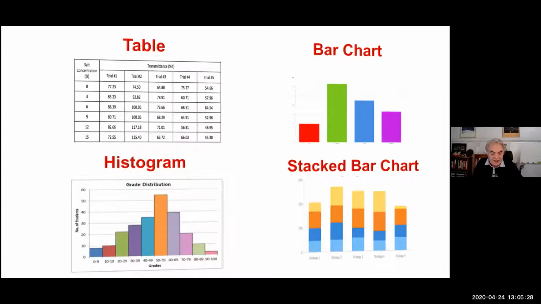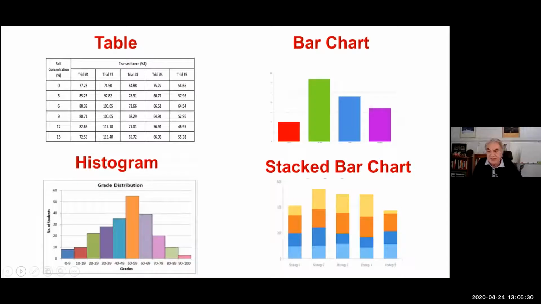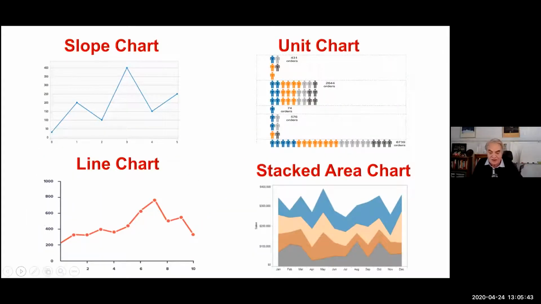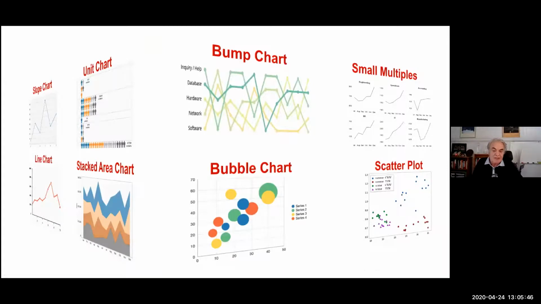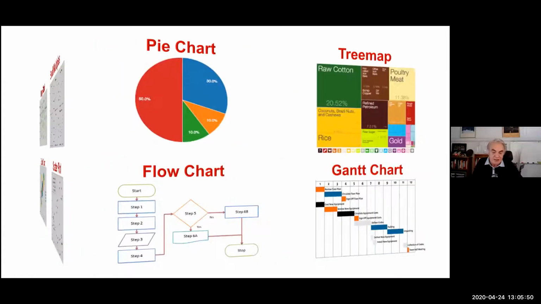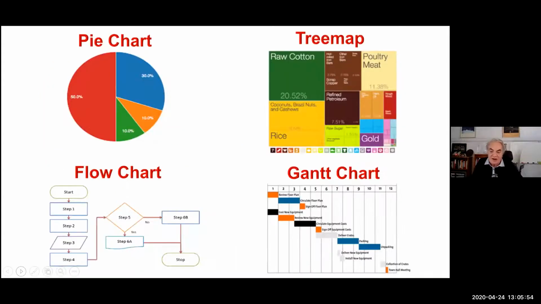Very quickly, here are some of the alternatives that you can actually use when you are sharing information with the group. You can use the typical tables or bar charts or histograms or stacked bar charts. You can use slope charts or unit charts or stacked areas. You can use bump charts or scatter charts or bubble charts. You can use pie charts or tree maps or Gantt charts, or you can use Sankey diagrams or organizational charts, network diagrams, or even geographical charts.